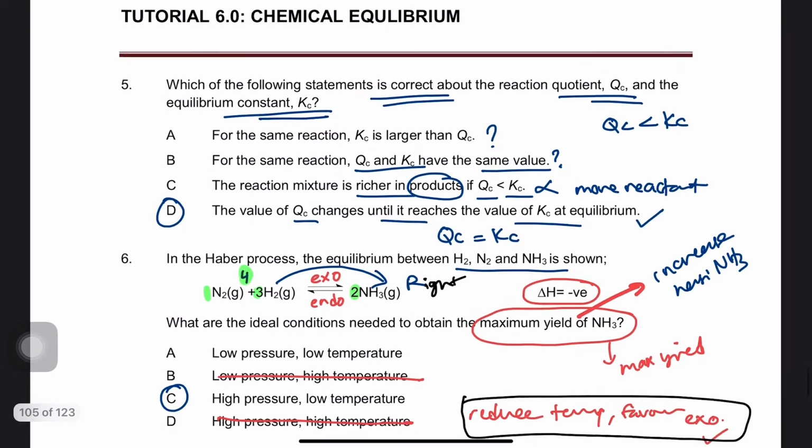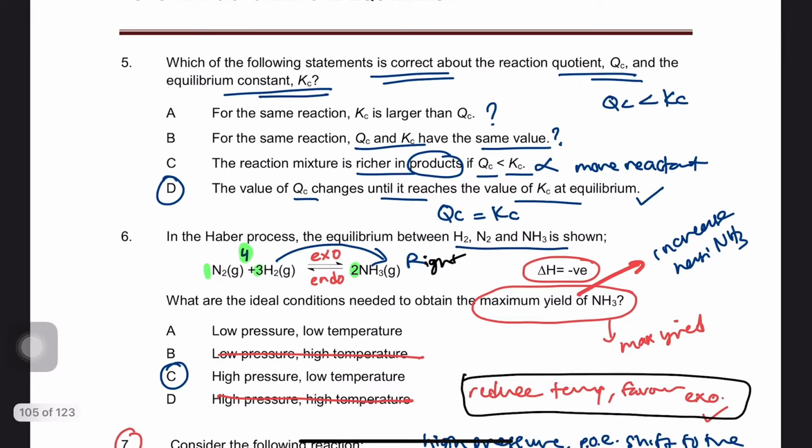Question number 5. Which of the following statements is correct about the reaction quotient and the equilibrium constant? For the same reaction, Kc is larger than Qc. This is a bit vague, so I put a question mark there. For the same reaction, Qc and Kc have the same value. No, not necessarily. In a reaction mixture that is richer in products, Qc is smaller than Kc. No, when Qc is smaller than Kc, it's actually more reactant, not more products.